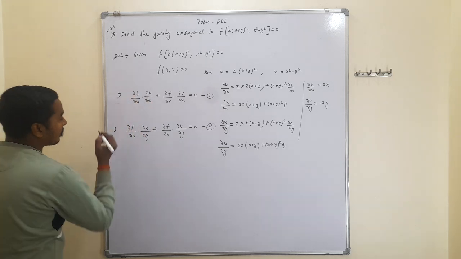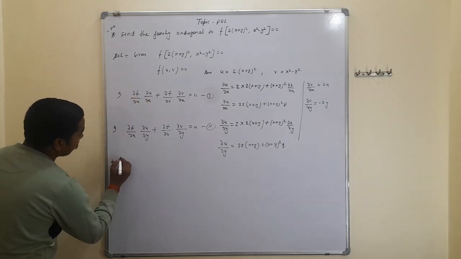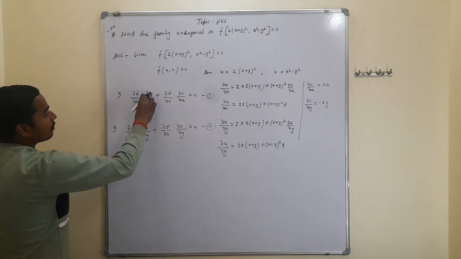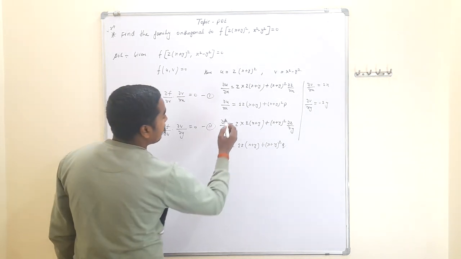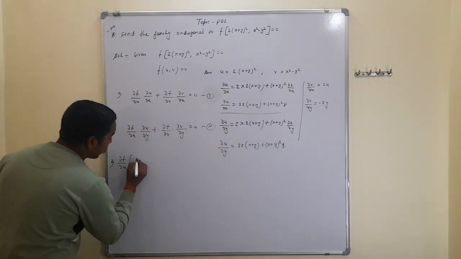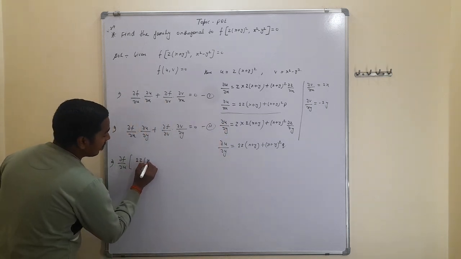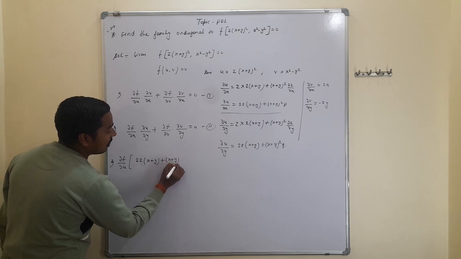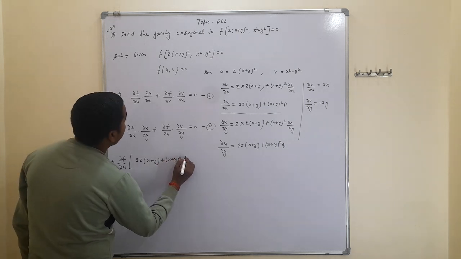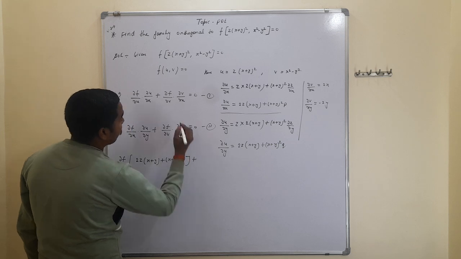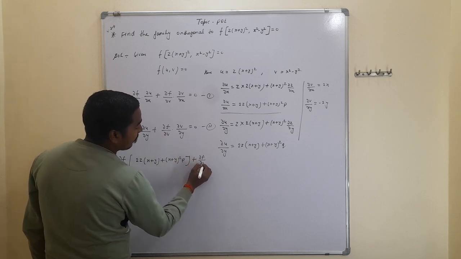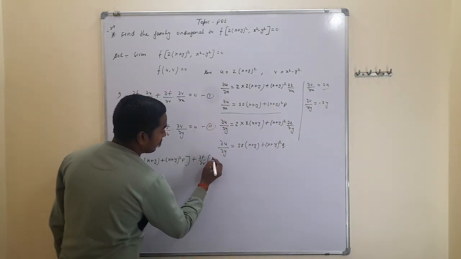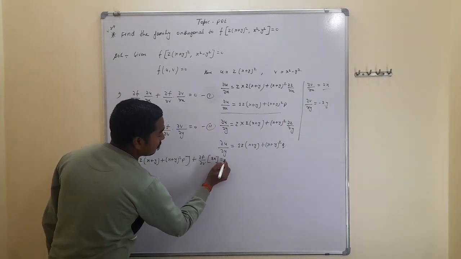First we put in equation 1. This is given by del f upon del u, and here taking the bracket, we put the value of del u upon del x, which is given by 2z into (x plus y) plus (x plus y) whole square into p, plus del f upon del v, and here the value of del v upon del x is given by 2x. This is 2x is equal to 0.